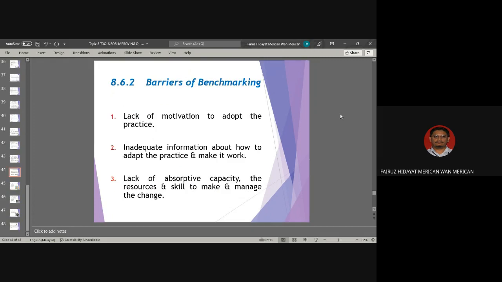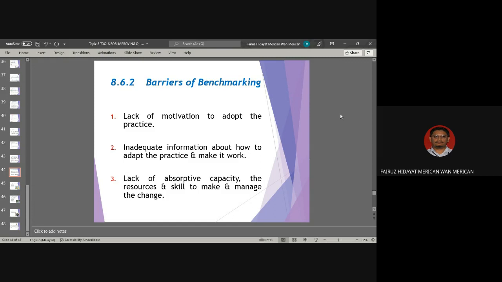But of course, there are some barriers to benchmarking. Lack of motivation to adopt the best practice, whether it's the employees or even the management themselves. Even though they do the benchmarking and identify the best practices of the other company, they might lack that motivation. Macam tak nak aja, nak laksanakan amalan terbaik dalam syarikat mereka sendiri. So they need some kind of motivation, something to kickstart the implementation of the best practice. That can be a barrier if there's no motivation.